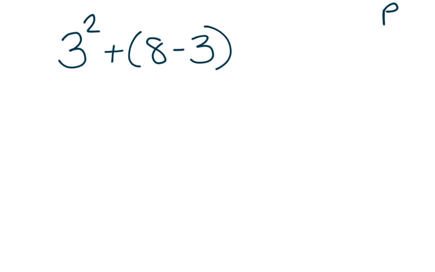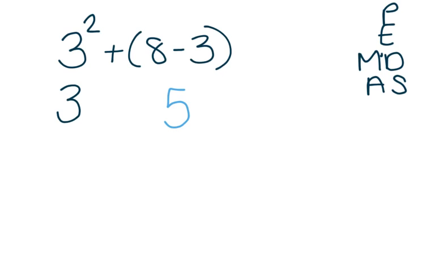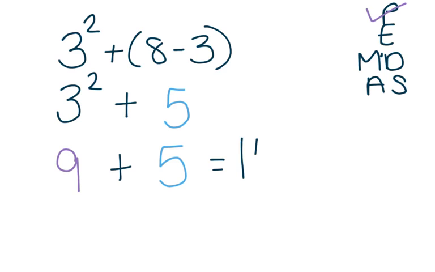Now you can keep your PEMDAS over here in the corner to help you remember. So we have parentheses. So 8 minus 3 is 5. And then we'll keep going here. So we'll rewrite the rest of our problem. So we did this. And then exponents, you're going to do 3 squared, okay, which is 3 times 3, which is 9, plus 5. 9 plus 5 is 14. So that's how you would solve number 1.